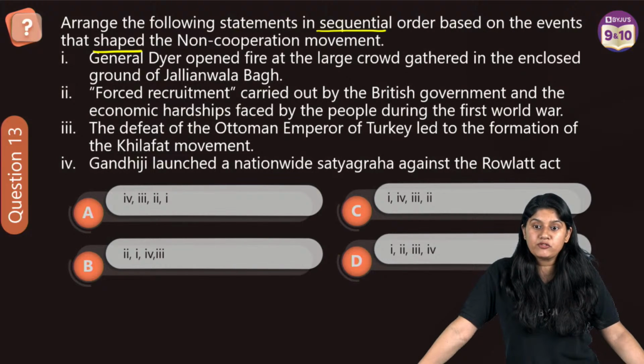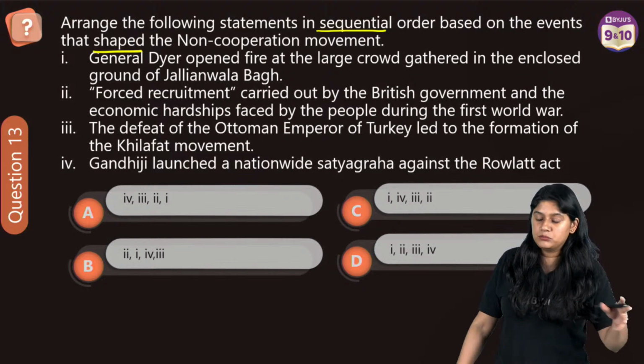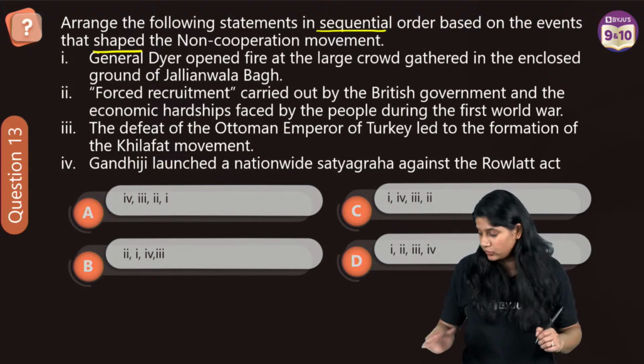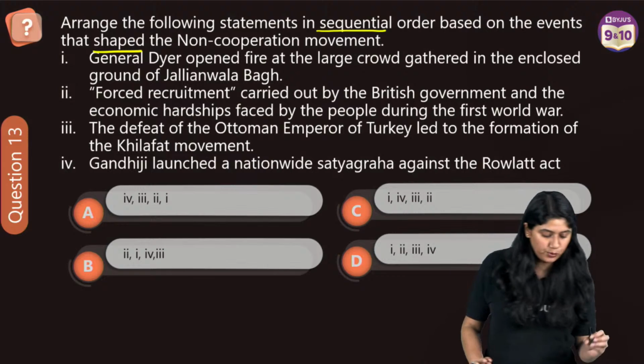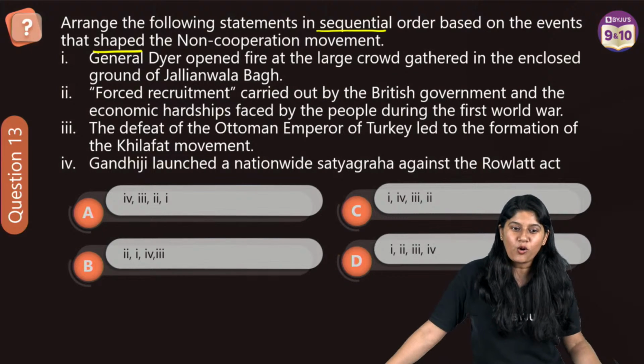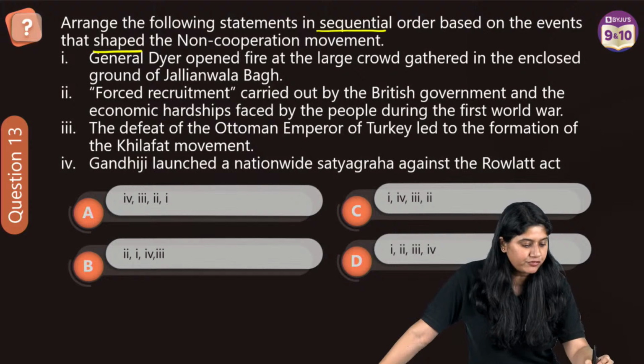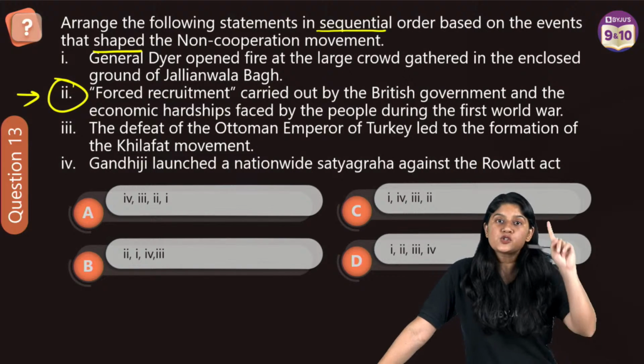Now of course, everyone, if you look in the textbook itself, we know what will be the correct order. But I have an issue over here with the correct order. So option number B is the correct answer. Why? Because we know that the First World War happened, right?